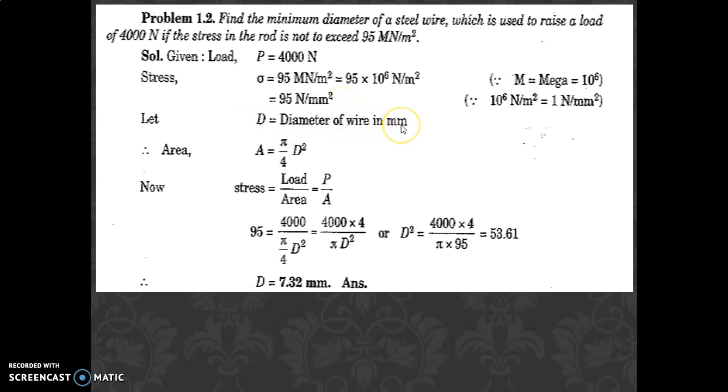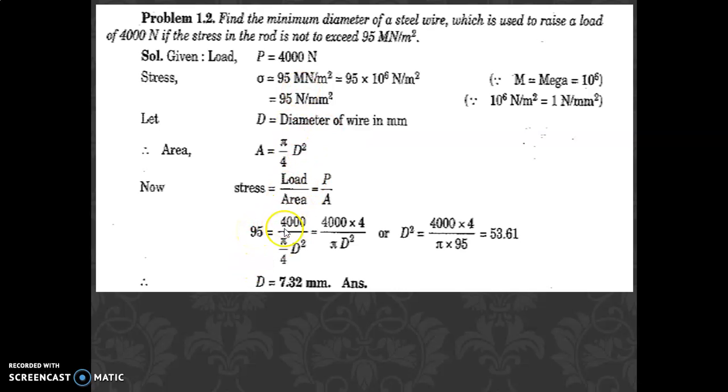Diameter of the wire in mm. So here area A is equal to pi by 4 d square. So let us use the simple formula of the stress. Stress is equal to load upon area or force upon area. So substituting the value of that stress, 95, let us substitute here as it is.